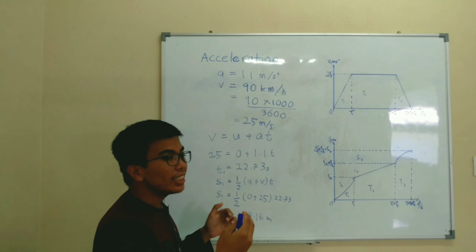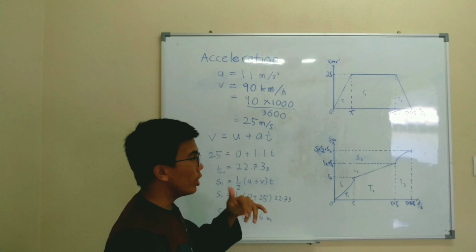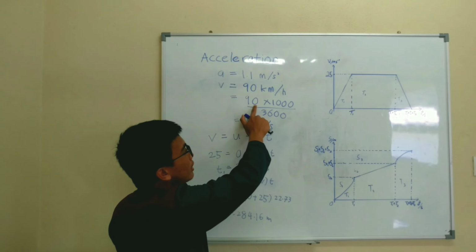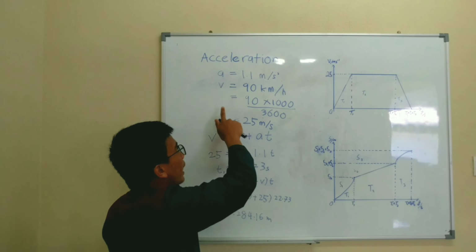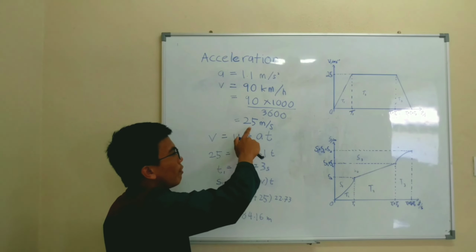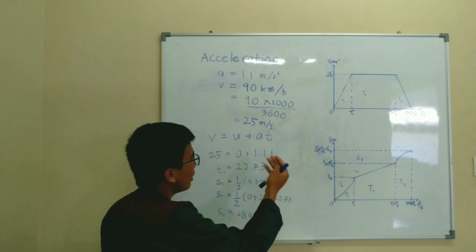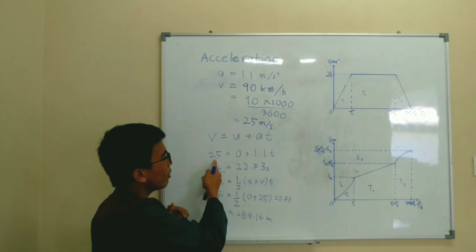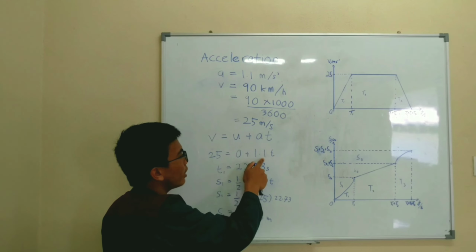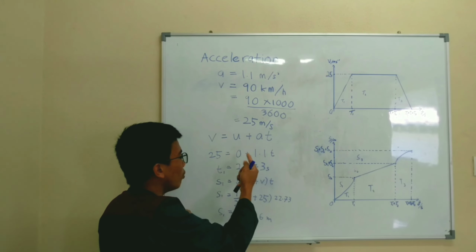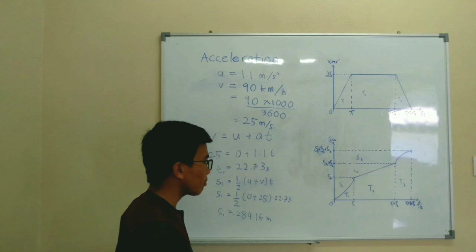But first, we change the unit of 90 km per hour to the proper unit, meters per second. We multiply 90 by 1000 and divide by 3600, and we get the final velocity of 25 meters per second. Now we have all the information to find the time. The final velocity is 25, the initial velocity is 0, the acceleration is 1.1, and we want to find the time. We do the calculation and T1 is equal to 22.73 seconds.